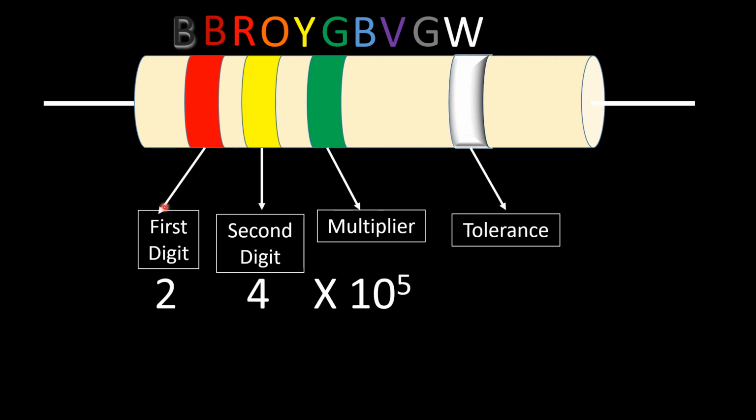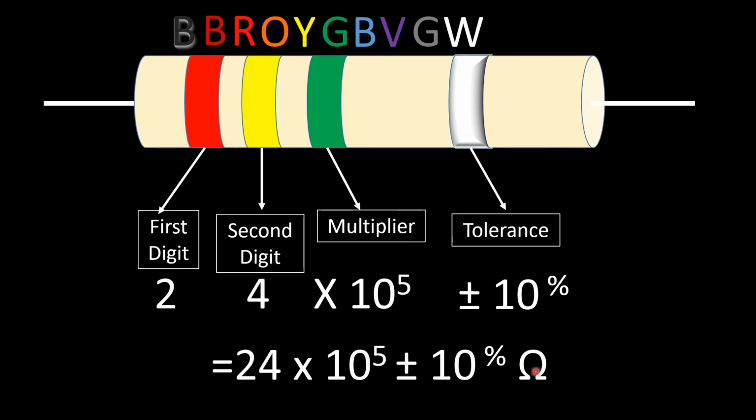Okay. And how much is the possible variation? So the silver band indicates that the possible variation in this value is 10%. It can be plus or minus 10% of 24 into 10 raised to 5 ohm. So this is the value of resistance. It is 24 into 10 raised to 5 ohm with plus or minus 10%.